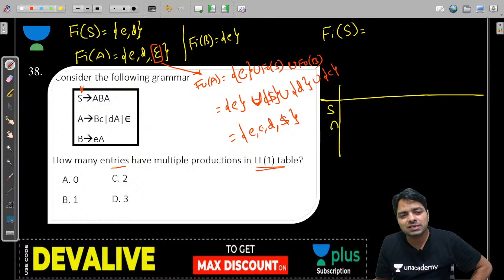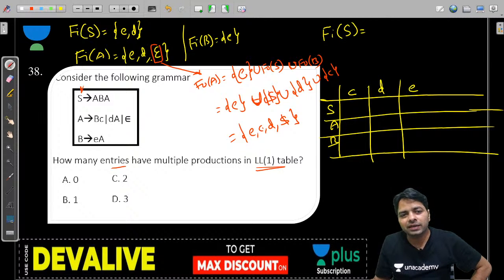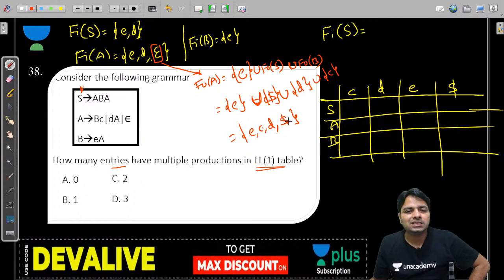And we have S, A, B. And you look at how many are there. A is there. A is there. No, right? Here we don't have it at all. Okay. What we have? C we have. D we have. And E we have, dollar. Now look at S. Only one production, right? Just blindly give that. Don't look at much. Under D, under E.